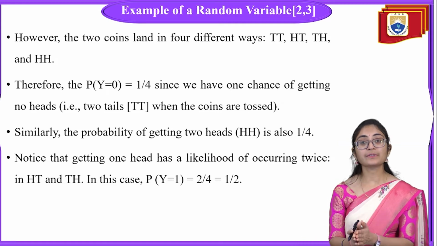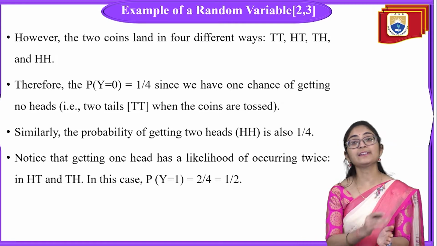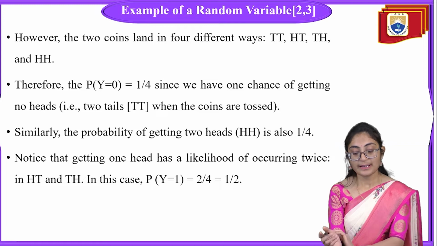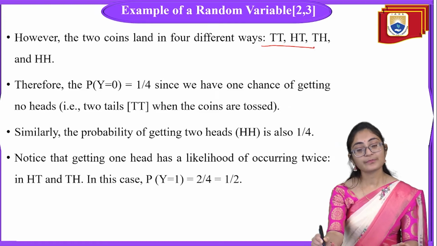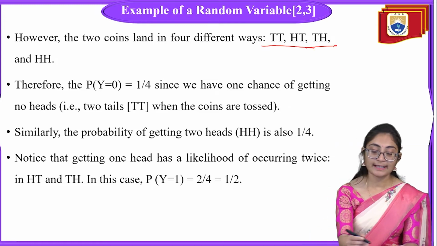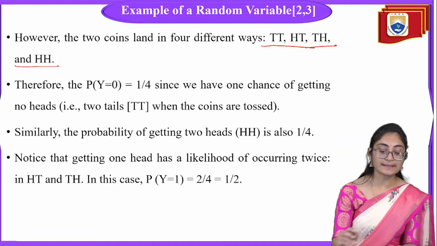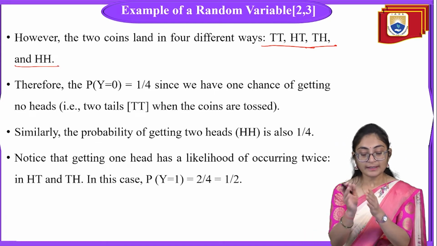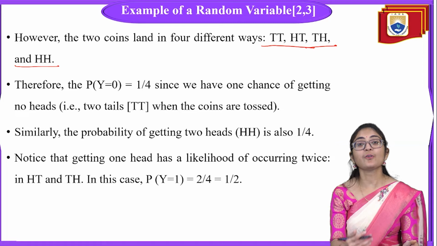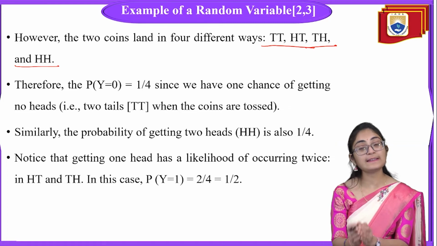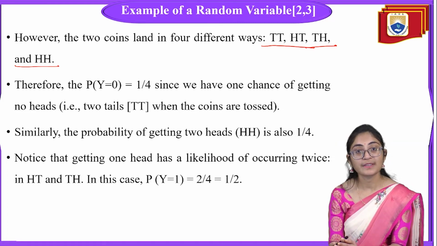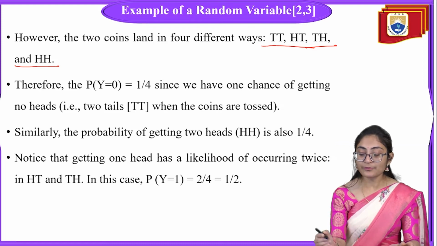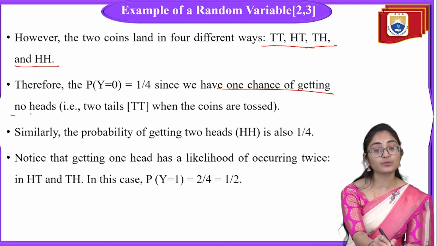Now, however, the two coins land in 4 different ways: tail tail, tail head, head tail, or head head. Therefore, the probability of y equal to 0 is 1 by 4, since we have one chance of getting no head.